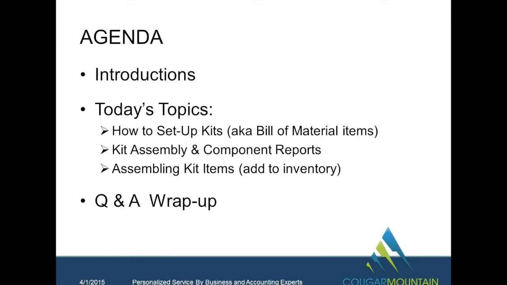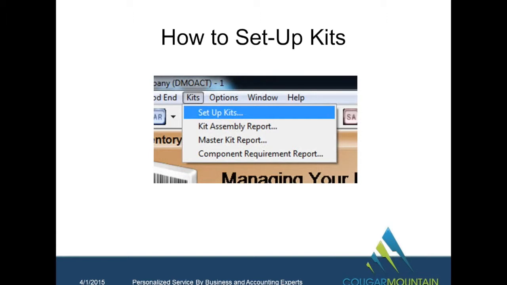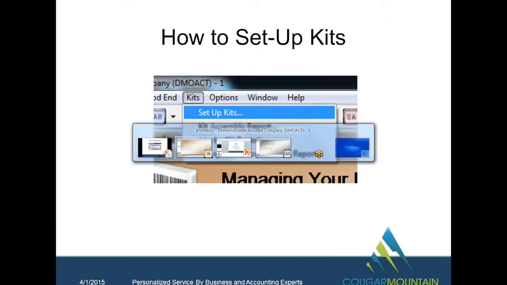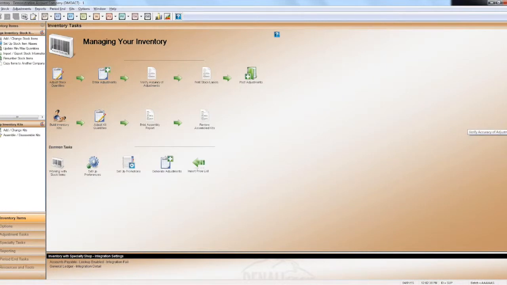Okay, so today's agenda, we are going to talk about how to set up bill of material items in the inventory module. In Denali, bill of material items are also known as kits. Basically, it's a stock item that is actually made up of other component items. So we'll talk about how that's done. We'll also cover the reports regarding kits that are set up in Denali. And then we'll talk about actually adding the items to inventory, the kit items, and what Denali does in the process of assembling those kit items once they're set up. All right, so with that, we'll go ahead and get started on how to set up your kits or bill of material stock items in the Denali inventory.